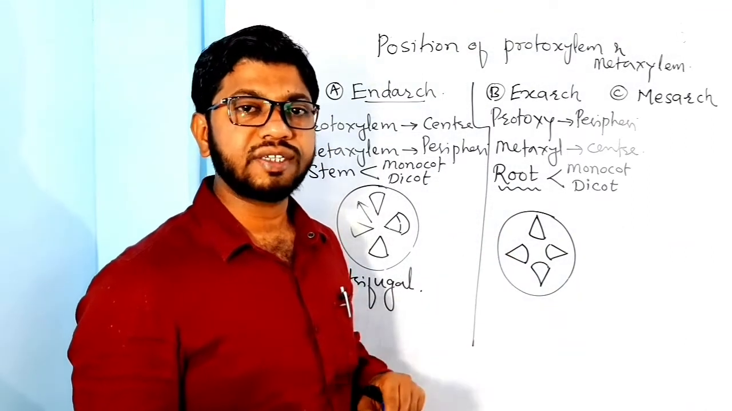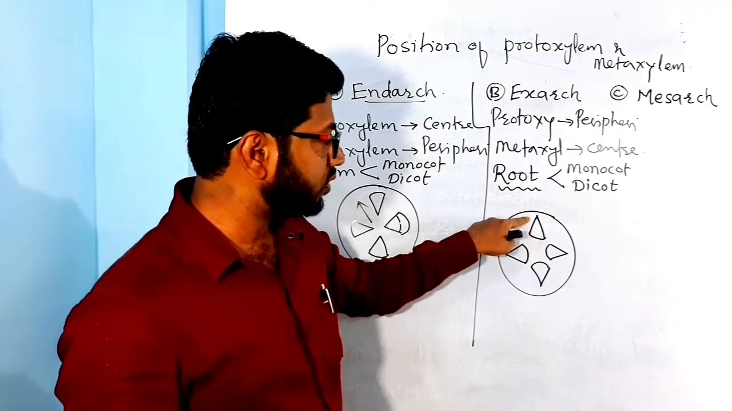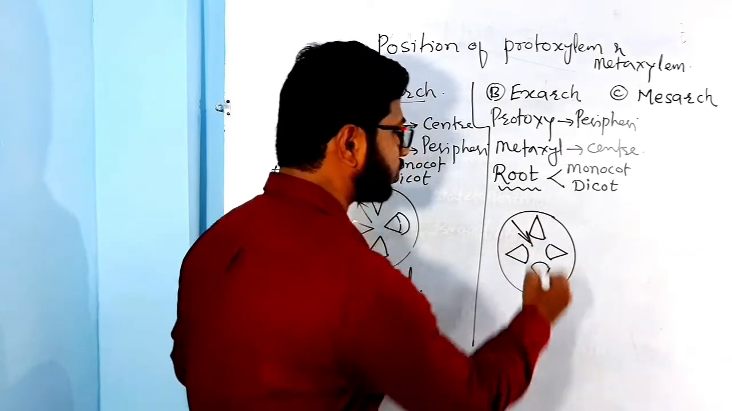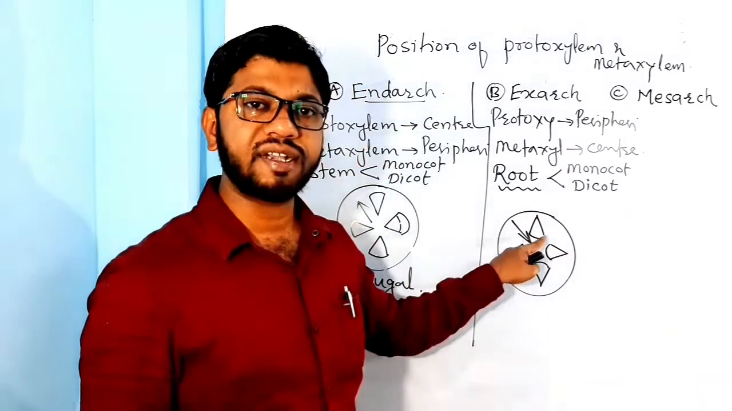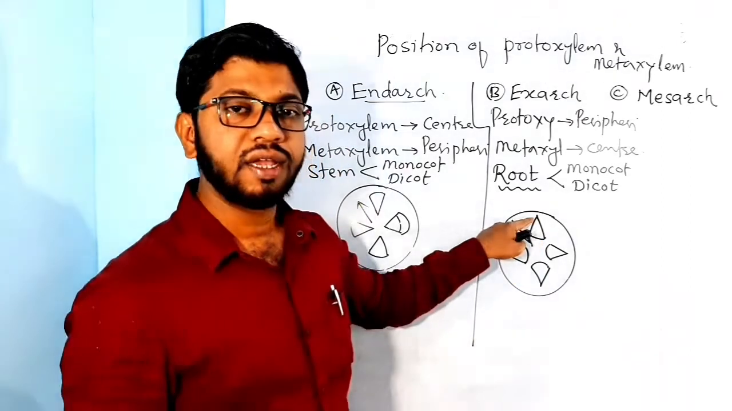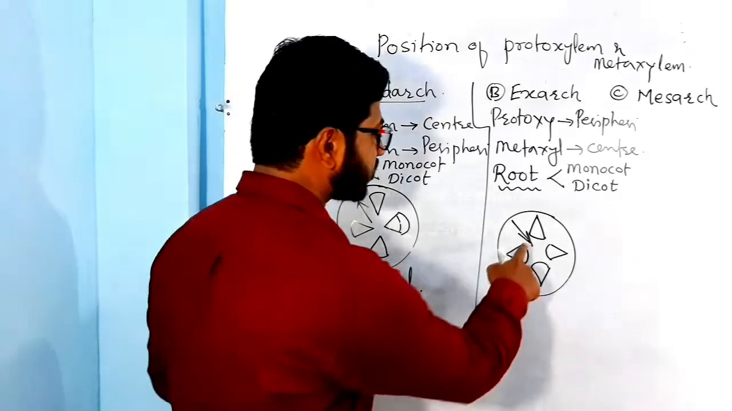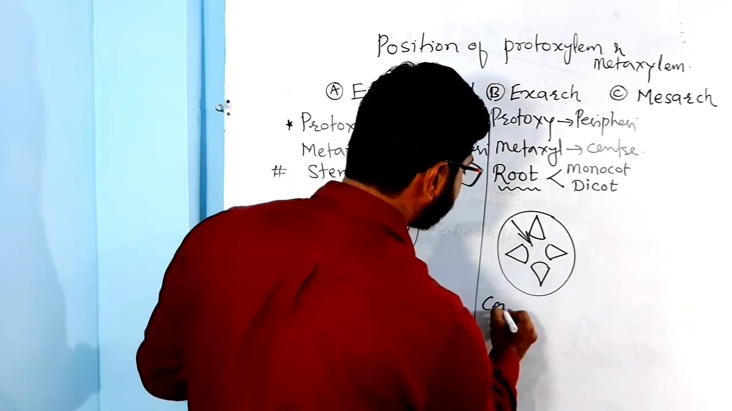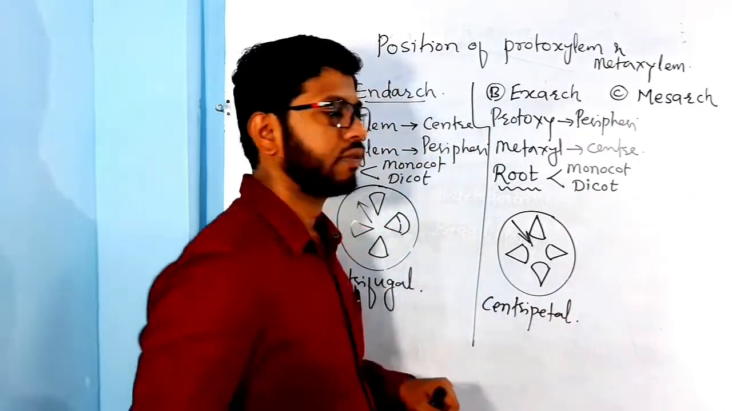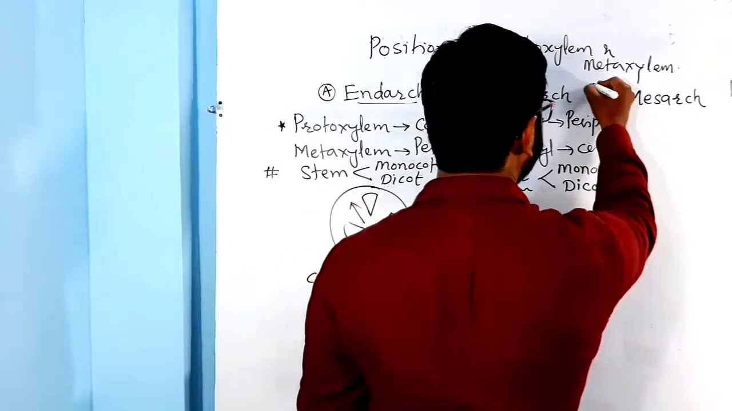Origin and development is taking place from periphery to center, from protoxylem to metaxylem, because protoxylem are the first to form xylem and metaxylem, that is broad, are formed later. So they first form towards the periphery and then development continues towards the center. This type of development is known as centripetal development of vascular bundle.